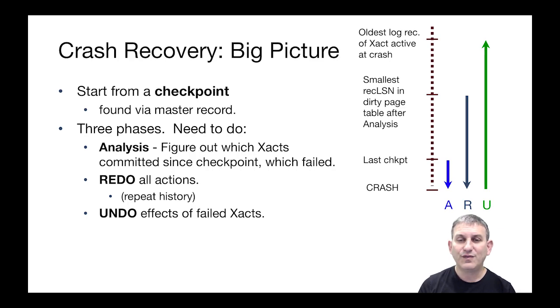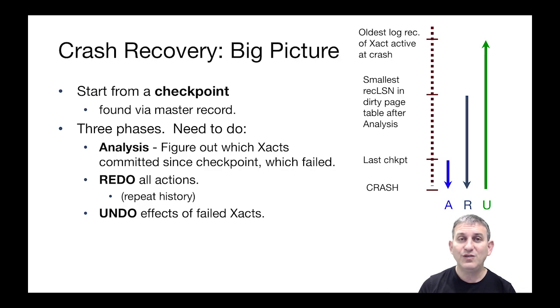First is an analysis phase, which runs from that last checkpoint forward to the end of the log, and it figures out which transactions committed since the checkpoint and which failed, that is, did not commit or aborted. We're then going to do a redo of all of history that isn't in the database. We're going to start from the smallest recLSN in the dirty page table that we find after analysis. We're going to redo everything from there.